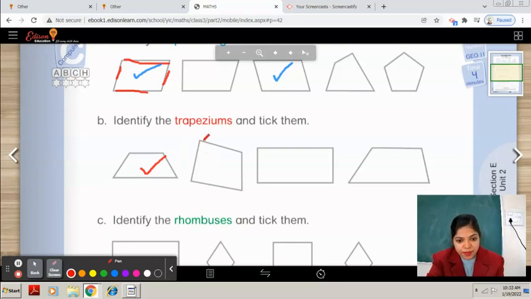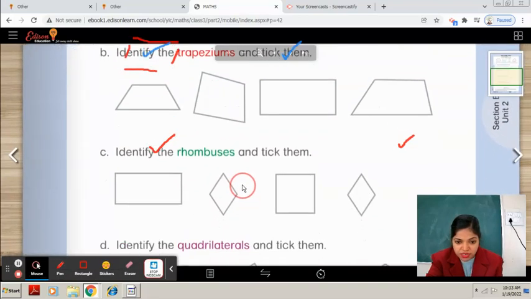Now you can see this line is parallel to this, and this line is parallel to this line. So it is not the trapezium, because the property of trapezium is that only one pair is of parallel lines. So it is not the trapezium. Now this is a rectangle. This is not the trapezium. See this. This line is parallel to this line, but this line is non-parallel to this line. So it is the trapezium. Right, students?